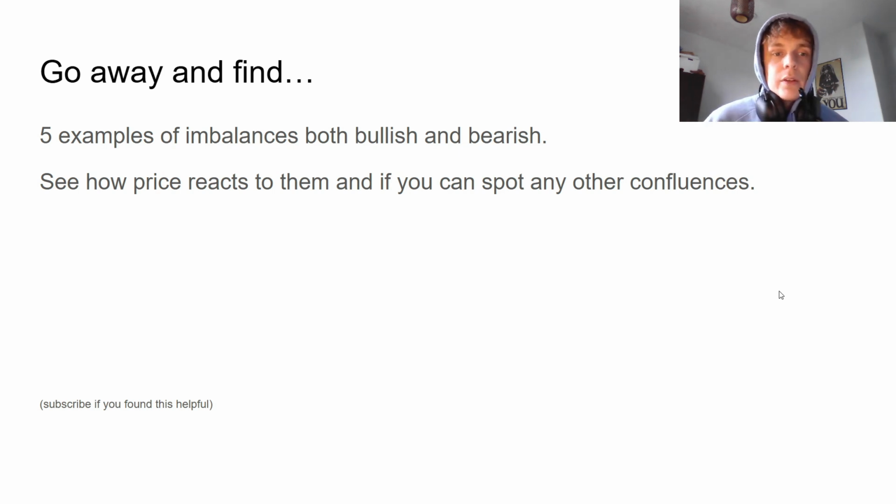So go away, find 5 examples of imbalances, both bullish and bearish, and see how price reacts to them, and if you can spot any of the confluences that go along with it.